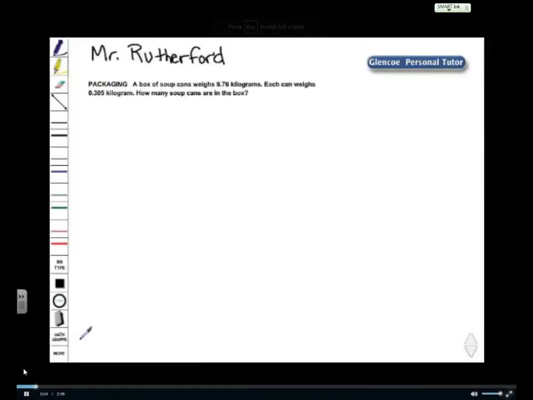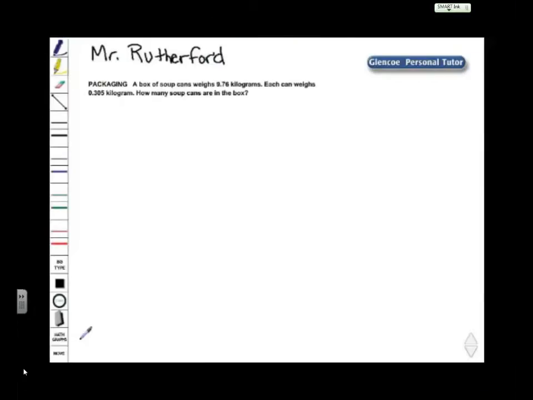In this problem, we will look at a real-world example. Packaging. A box of soup cans weighs 9.76 kilograms. Each can weighs 0.305 kilogram. How many soup cans are in the box? In this case, our unknown is the number of soup cans. So let's use a variable to define that. I'll use n. So n is equal to the number of soup cans.